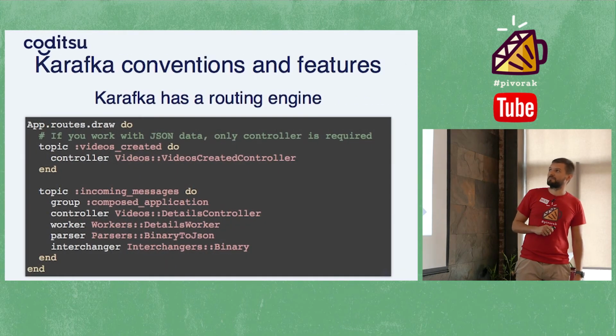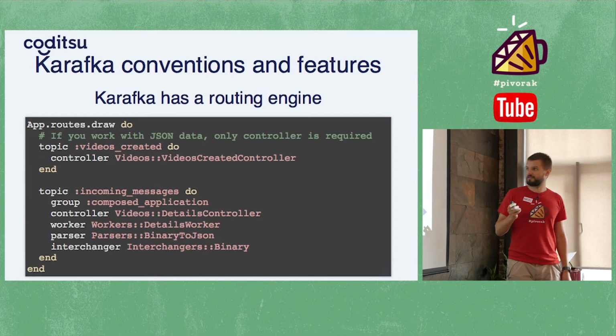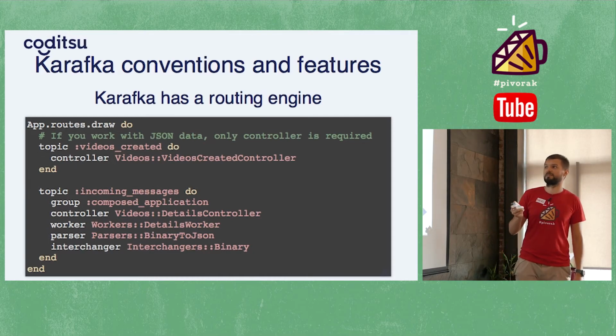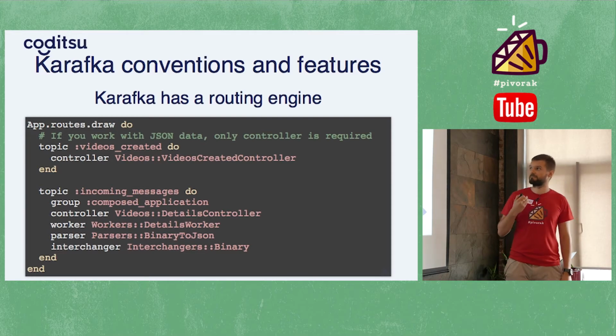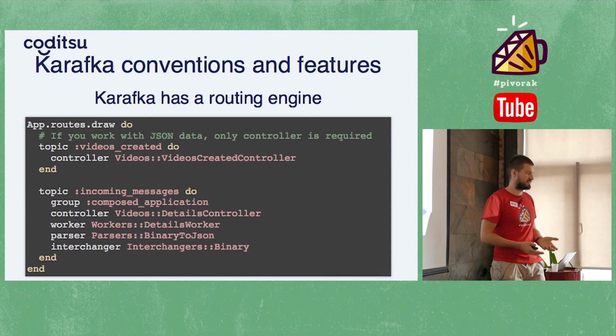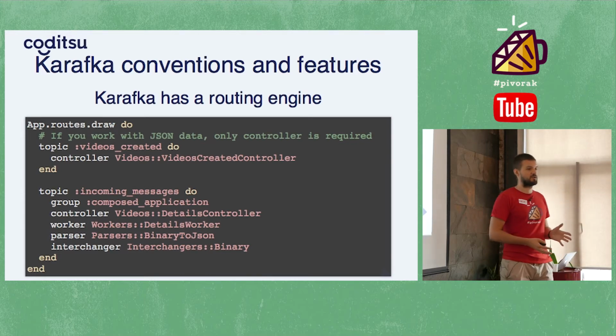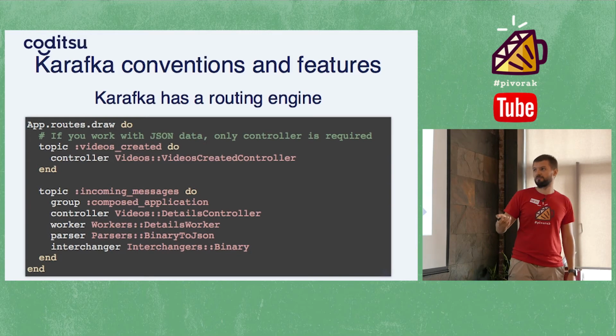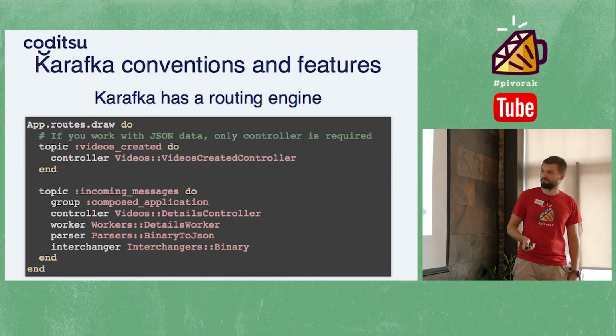Karafka comes with some conventions and features. You have a really simple routing engine. Kafka's topics are really simple. They're just names. So we don't have multi-level nestings, things like that. Each topic is separate, so the structure is pretty simple. You have a topic and you have a controller that needs to react when a message comes to this topic.